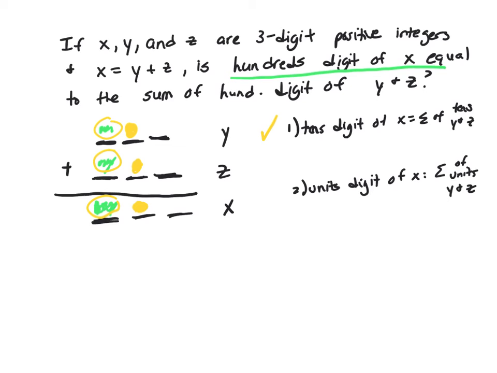Clue 2, units digit of x here is equal to the sum of the units digits of y and z. That one plus that one. Well, that doesn't tell me anything because I need to know about the tens digit on whether I have to carry anything or not. So, and if you put both of those, well, clue 1 worked. We stopped there. Your answer is A. Done.